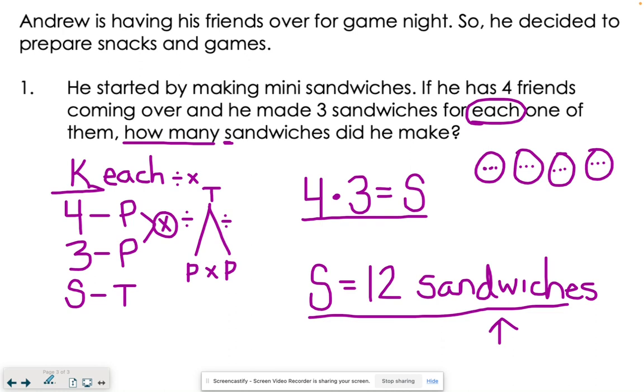Rewatch the video if you need to. Start trying to create equations using a variable. And good luck on your word problems.